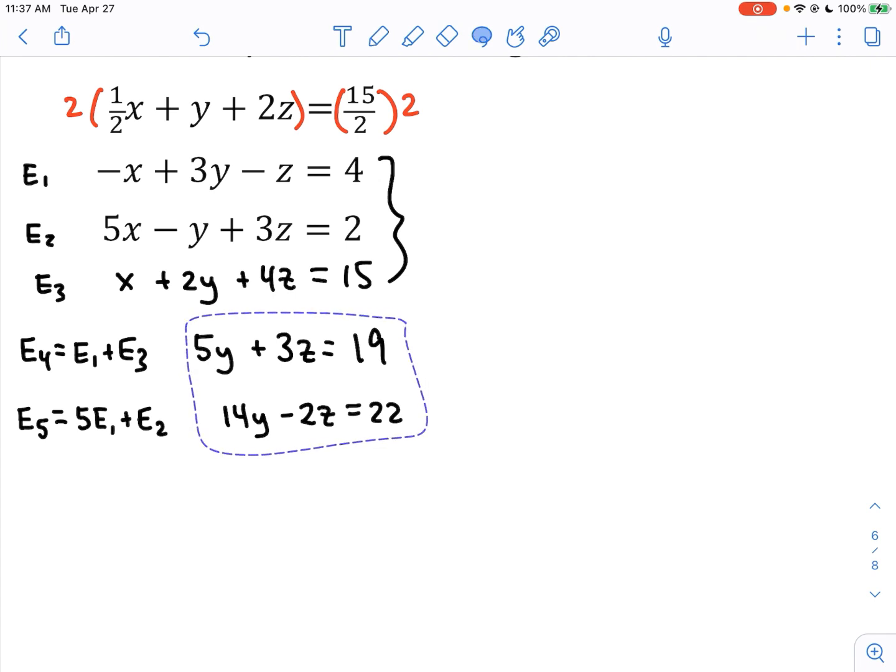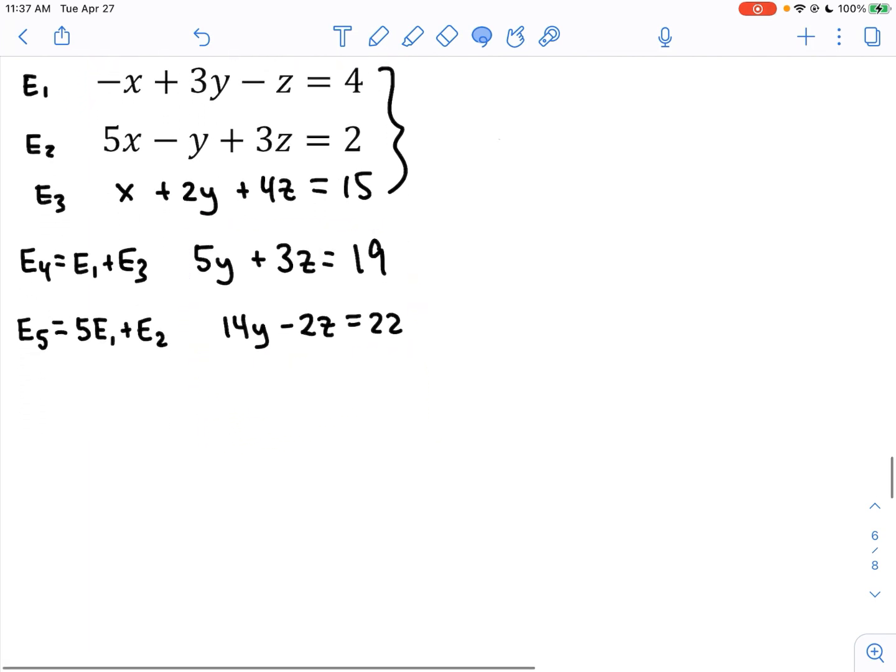We created now a system of two equations with two unknowns, y and z, and I can go about solving them using substitution and or elimination still. I want to cancel the z's here, so I'm going to create a new equation, equation 6, by doubling equation 4.